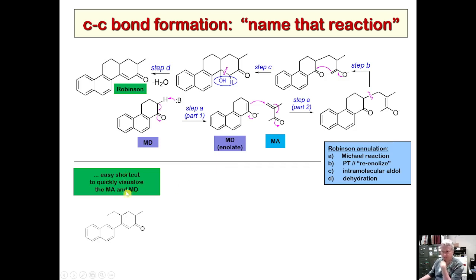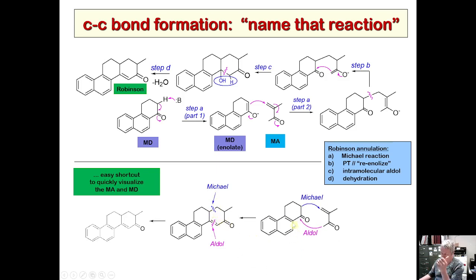Another fun thing we can do, just as a little shortcut to quickly visualize the Michael donor and the Michael acceptor. Let's use the same exact molecule we did, and one of the tricks you can do is, if you see the 6-member ring that is obviously being built by the Robinson, you can actually pretty quickly just draw a squiggly through the double bond. That's going to be the aldol part of the Robinson. The other part will be the Michael part of the Robinson, and then you can immediately disconnect and show essentially the Michael donor on the left and the Michael acceptor on the right.